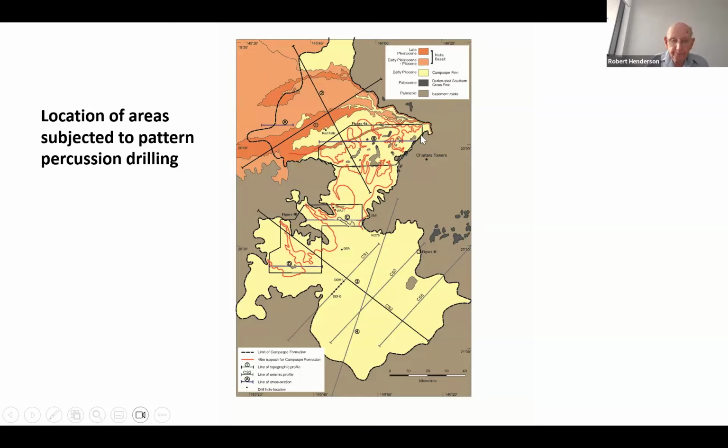But how are you going to find them? So several companies, they must have been fairly devoid of ideas, I think, decided what they'd do is pattern drill the Campaspe along the line of this mineralised area to the south and to the west of Charters Towers here in the north. So that they'd pattern drill and sample the bedrock and see if the bedrock had any mineralisation to show for itself.